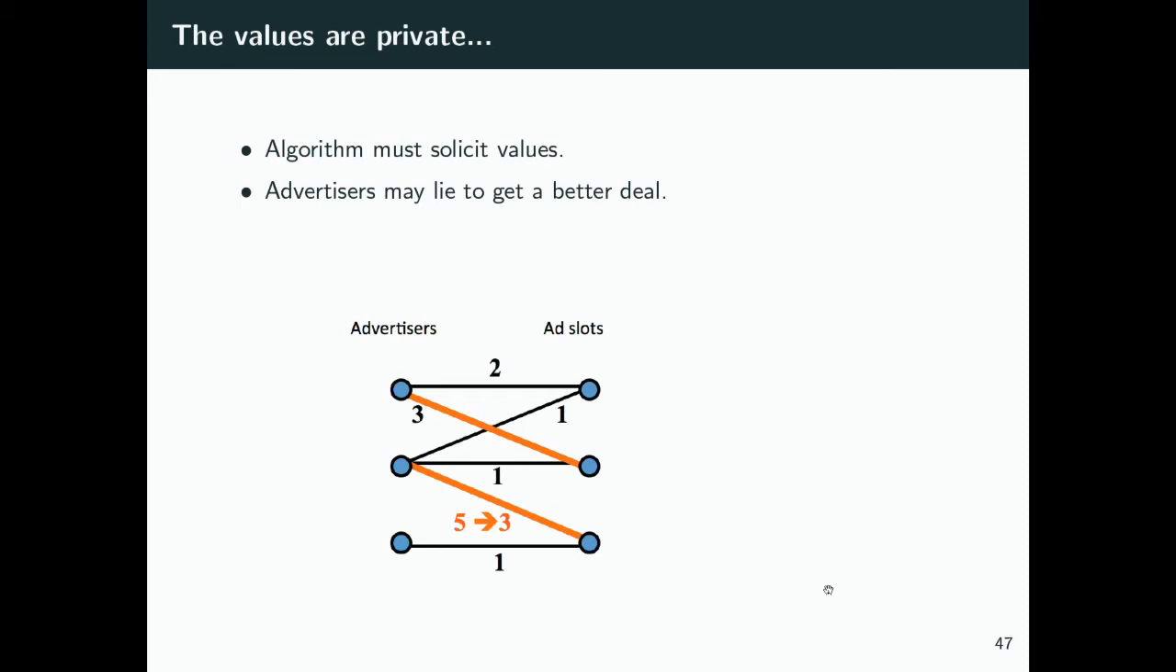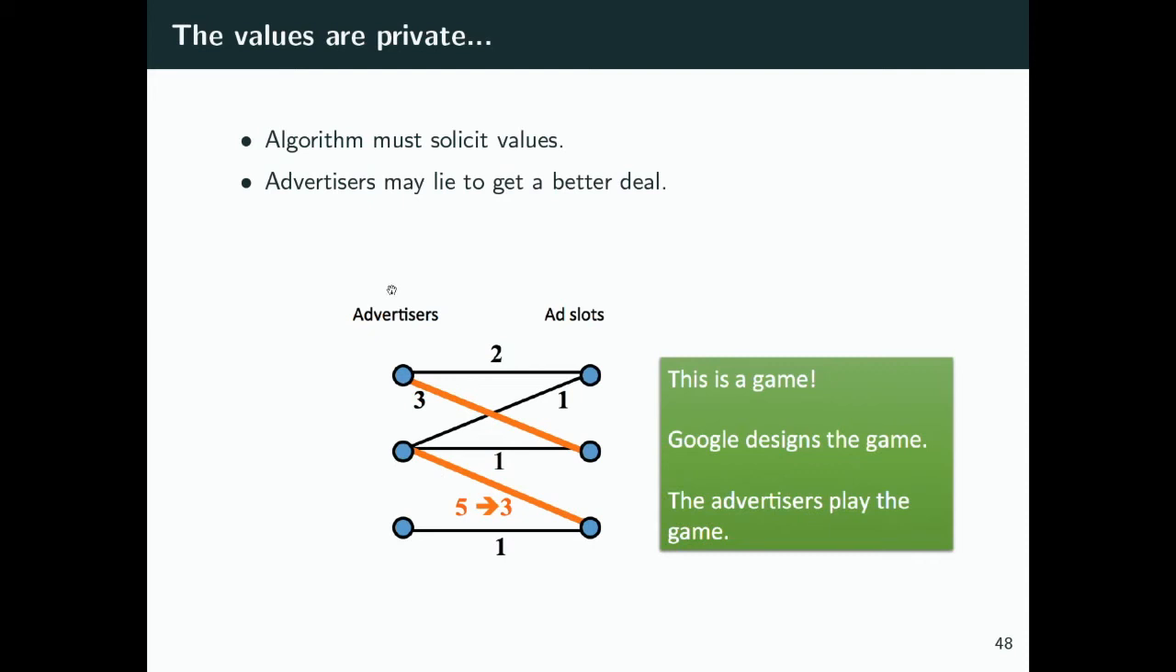So what we have here is actually a game between the advertisers. The advertisers are competing with each other for these slots. They have to decide on their strategy of what to report to the search engine. They have to do that by making some assumptions about what the other advertisers are doing. And so this is a game in the sense of game theory. For example, in the context of Google's search auctions, Google gets to design the game. The advertisers play the game. And the question is, how should this game be designed so that the result is as effective as possible, taking this strategic behavior into consideration?